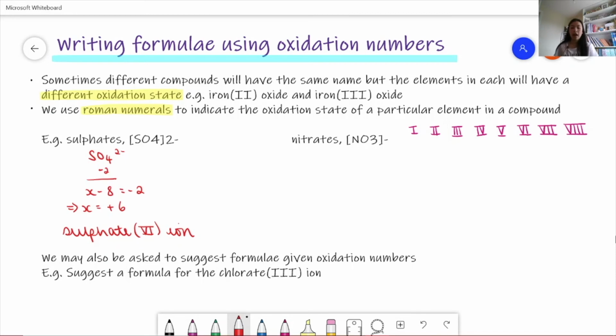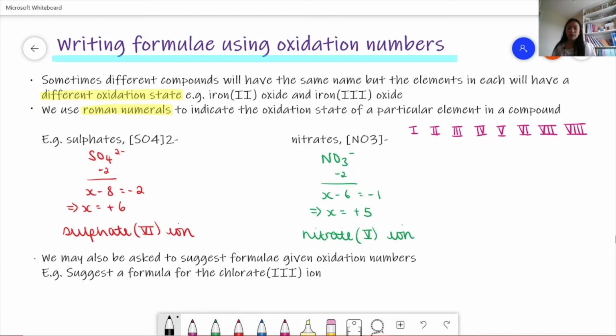And then looking at a nitrate, we have NO3-. Again, what we do is work out the oxidation numbers. So we have -2 for the oxygens, and we have 3 of them. So we have X - 6 is equal to -1, which is the overall charge. And so we have that X is equal to -1 plus 6, which is +5. And so this nitrate ion is a nitrate 5. And then we need the Roman numeral for 5. So we have a V, and this is a nitrate 5 ion.